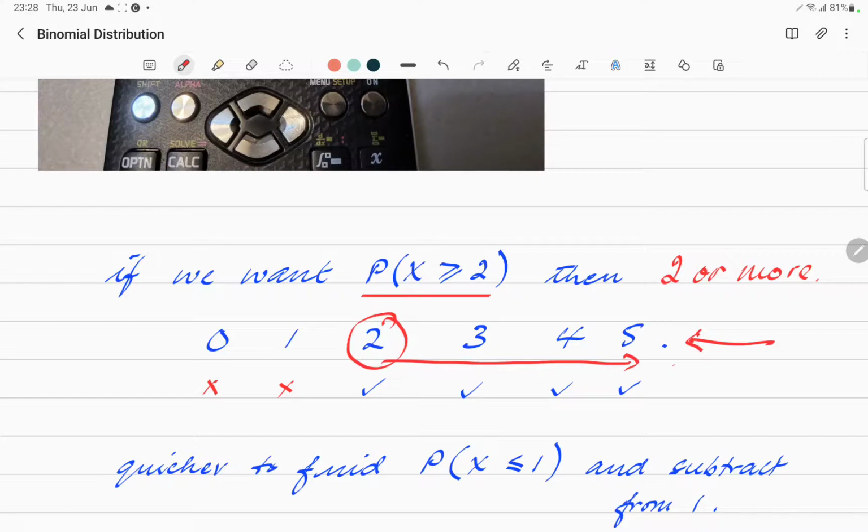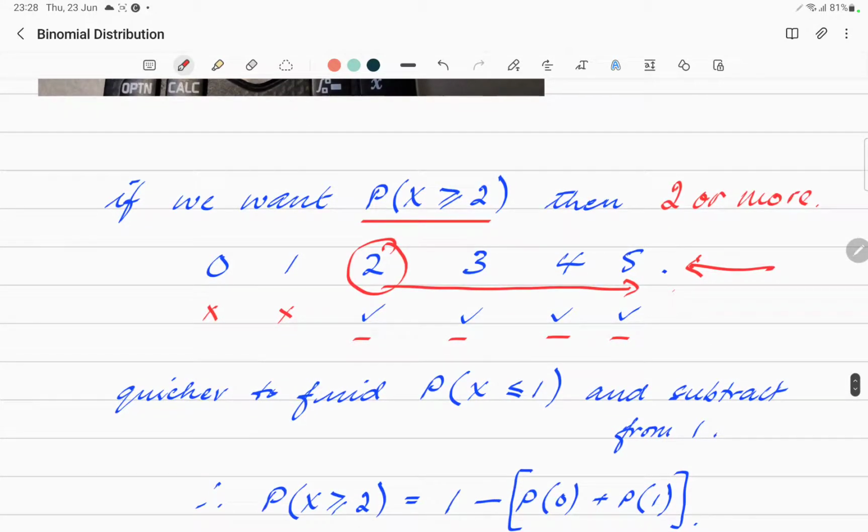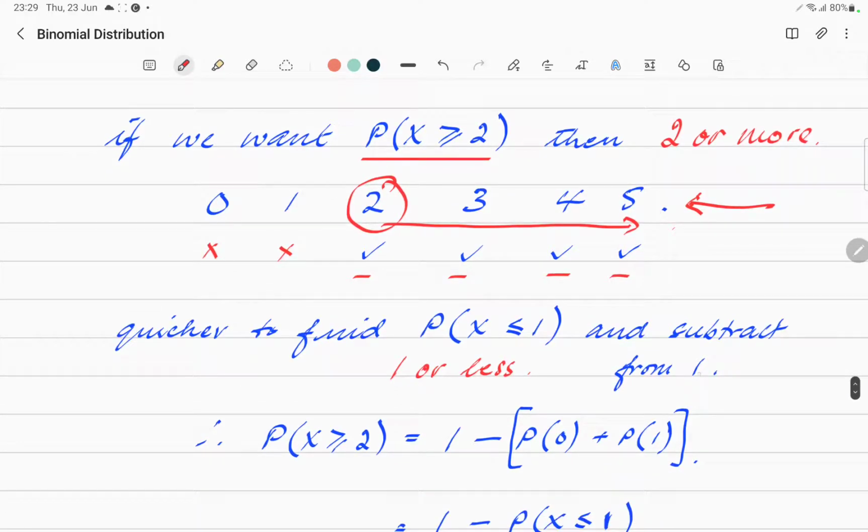In this case, I could, if I wanted, calculate the probability of 2, 3, 4 and 5 and add them all together. But it's a waste of time when you can use a calculator, if it's a calculator exam. So it's quicker to find the probability of x equals 1 or less, and take that away from 1.